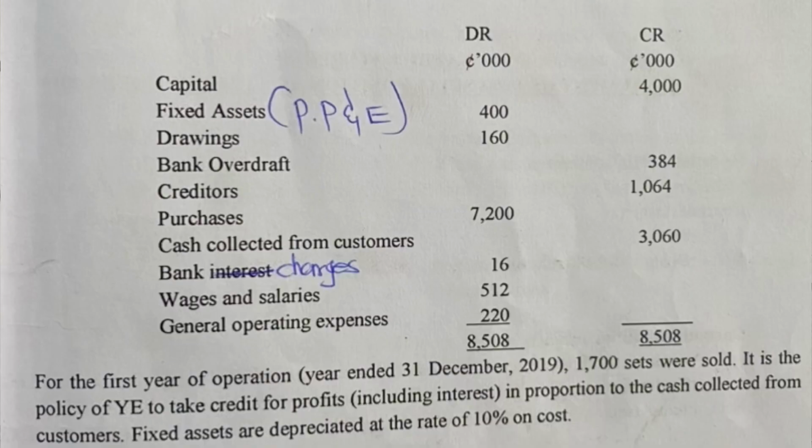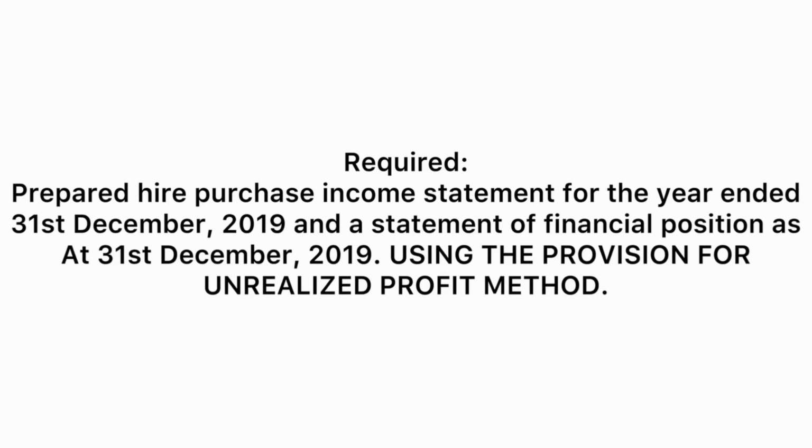For the first year of operation, year ended 31st December 2019, 1,700 units were sold. It is the policy of Yabre Enterprise to take credit for profits, that is, including interest, in proportion to the cash collected from customers. Fixed assets are depreciated at a rate of 10% on cost. Required: prepare a hire purchase income statement for the year ended 31st December 2019 and a statement of financial position as at 31st December 2019 using a provision for unrealized profits method.